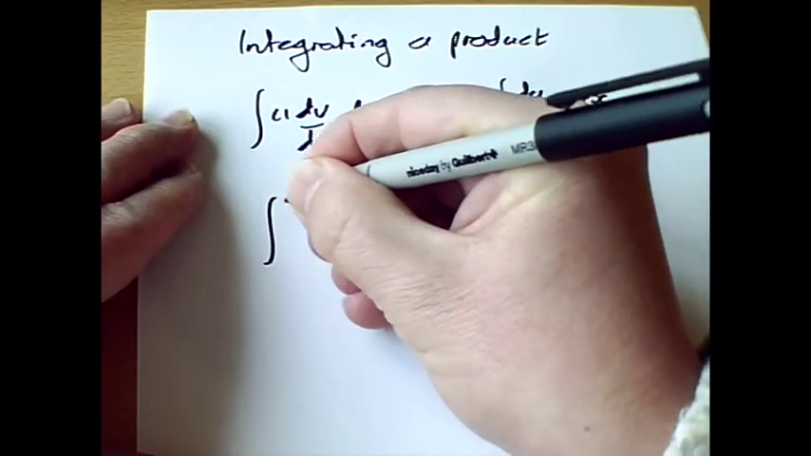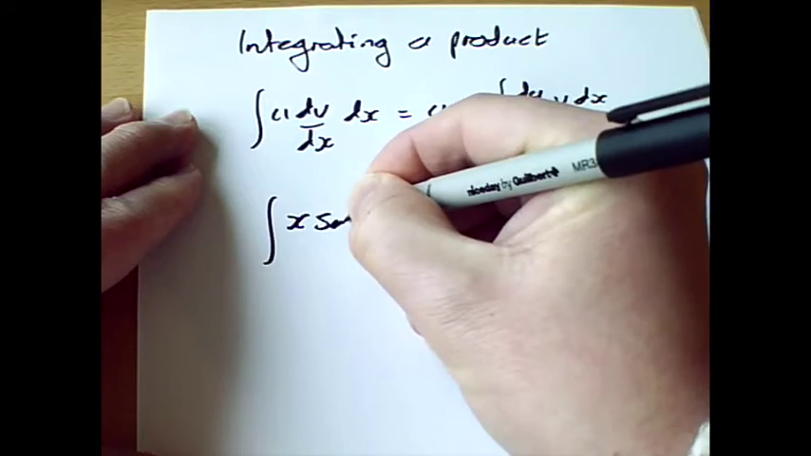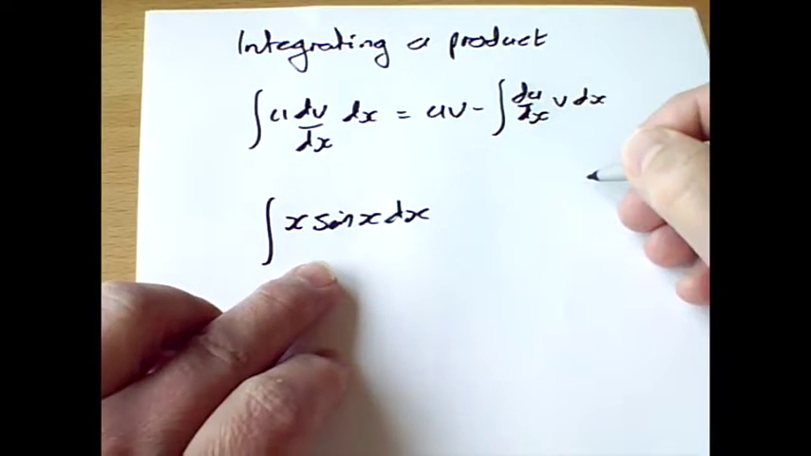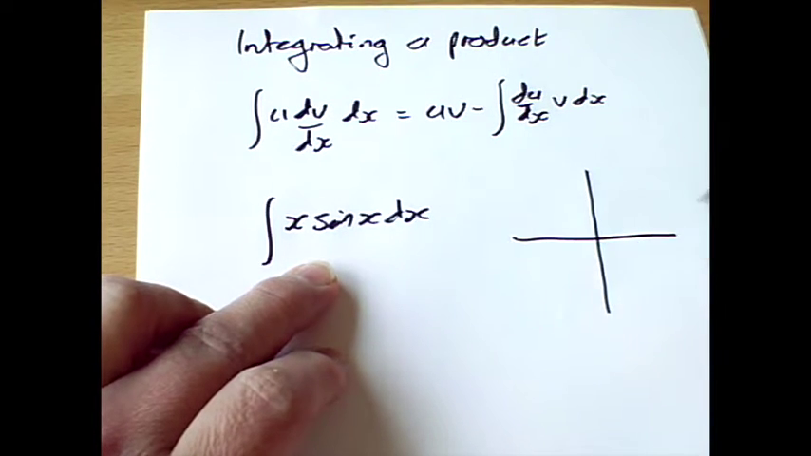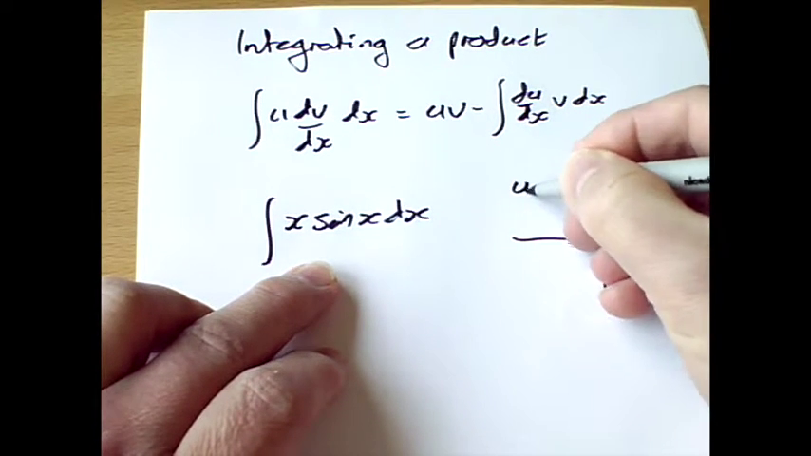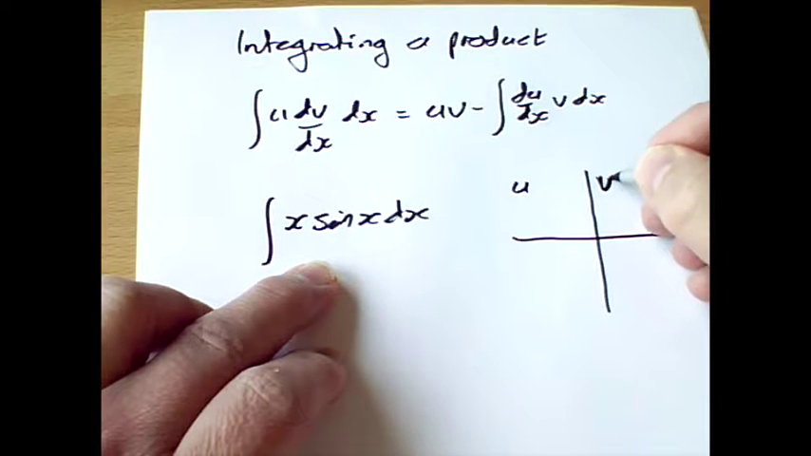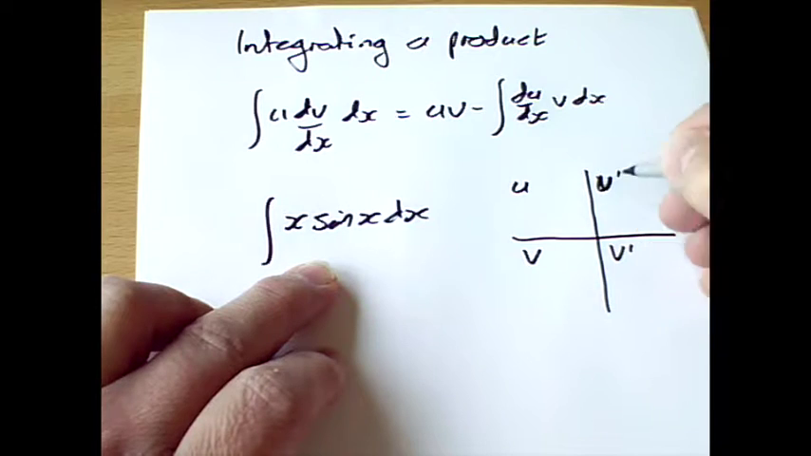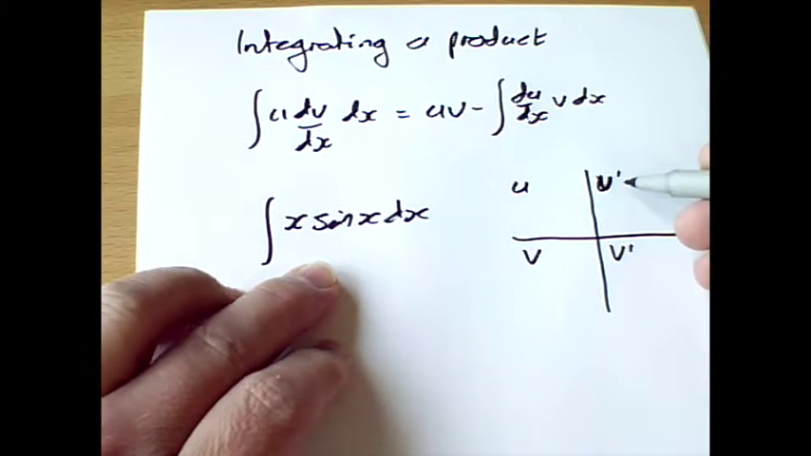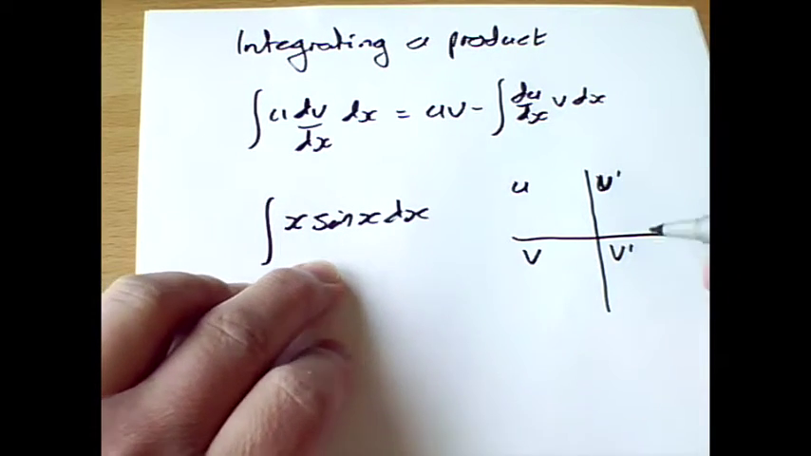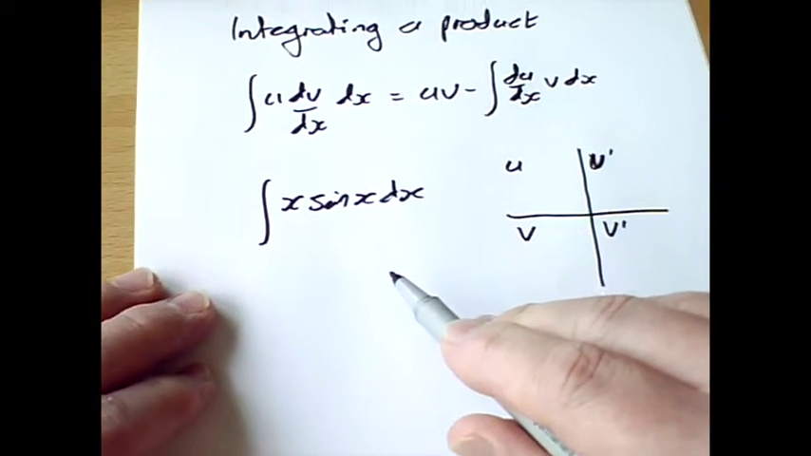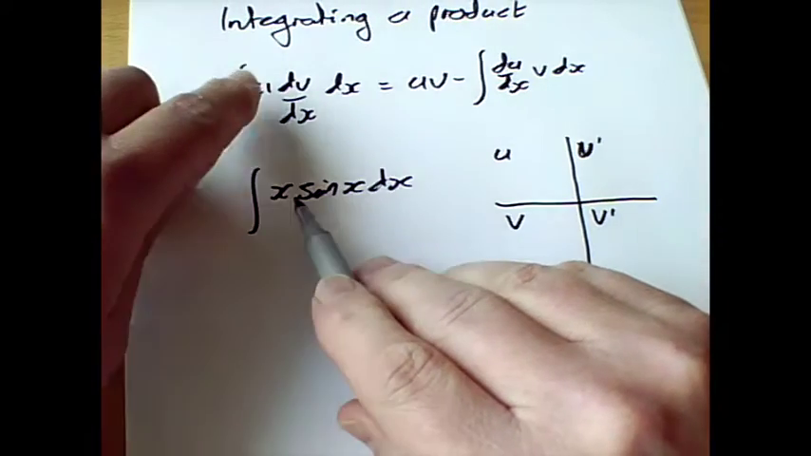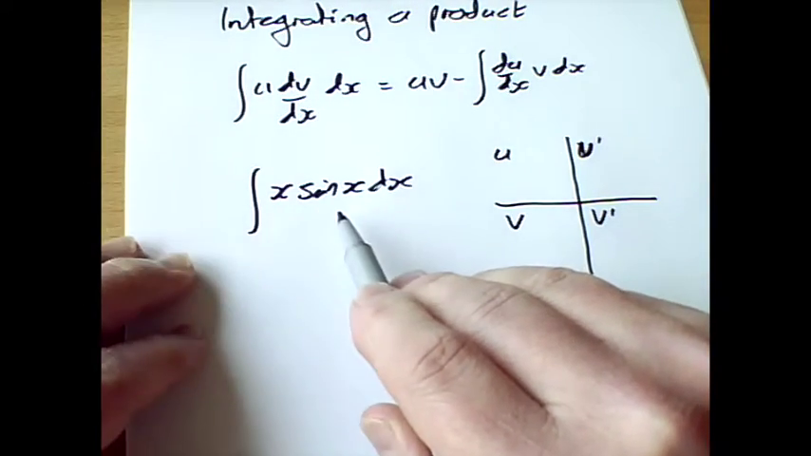Now we're going to integrate x sine x dx. And what I mean by grid is that we always draw out something like this. I'm going to put a u there, and a u prime there, and a v there, and a v prime there. So u and the derivative of u, v and the derivative of v. Now, one of the critical parts of integration by parts is choosing which of these two functions is going to be your u and which is going to be your dv dx.